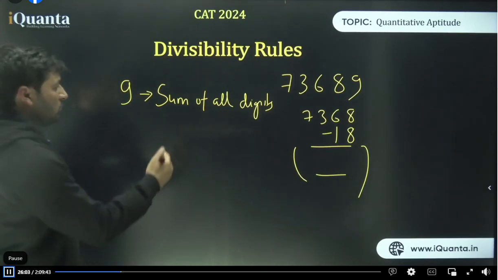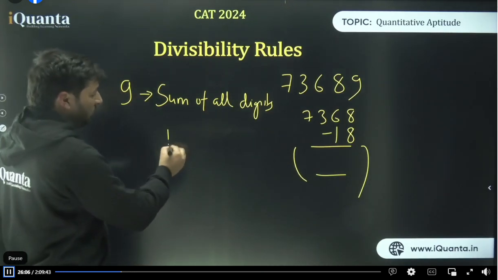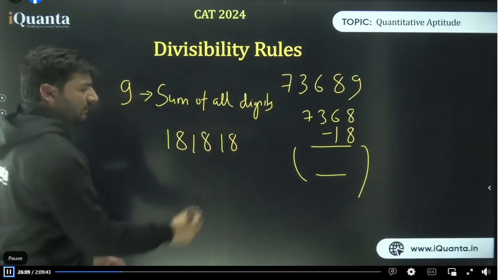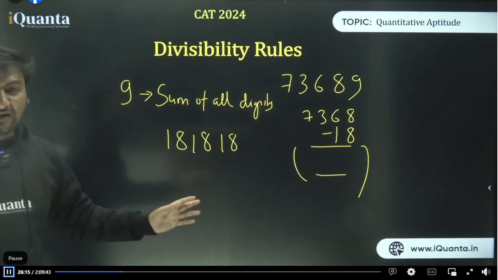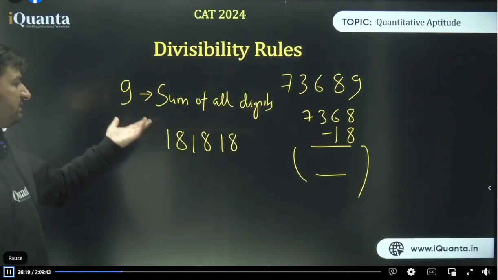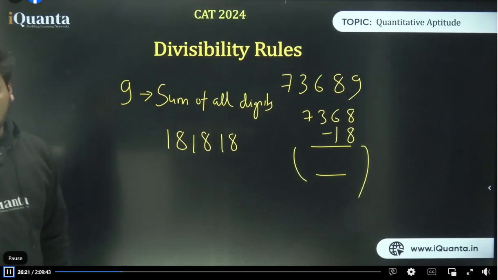Okay, so कोई भी नंबर अगर आपको दिया हुआ है, suppose it is 181818, मैंने एक रैंडम नंबर ले लिया है, इसका आप sum of digits करो: 8 1 9, 8 1 9, 8 1 9, that means 999, that means 27 is the sum of digits, which is divisible by 9, that means the number is divisible by 9.